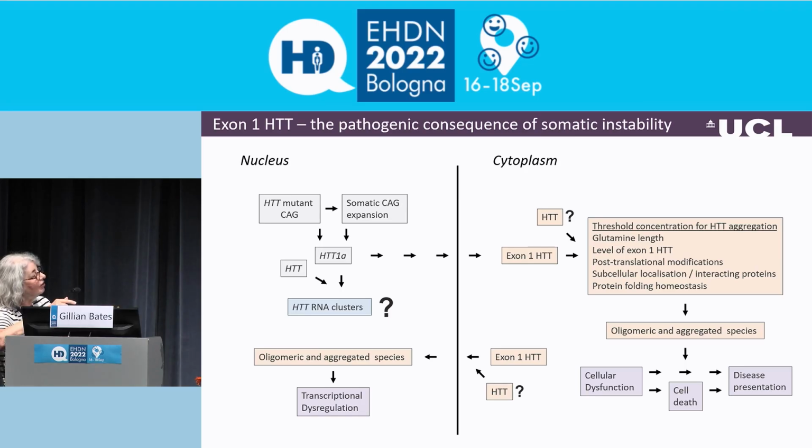And because this aggregation depends on a concentration threshold, it may be that somatic CAG repeat expansion is what gives us high enough levels to start that process. And of course, in cases where very long repeats are there already, like juvenile cases with ages of 1 to 2 or 3 years of age, you may not need that to occur.